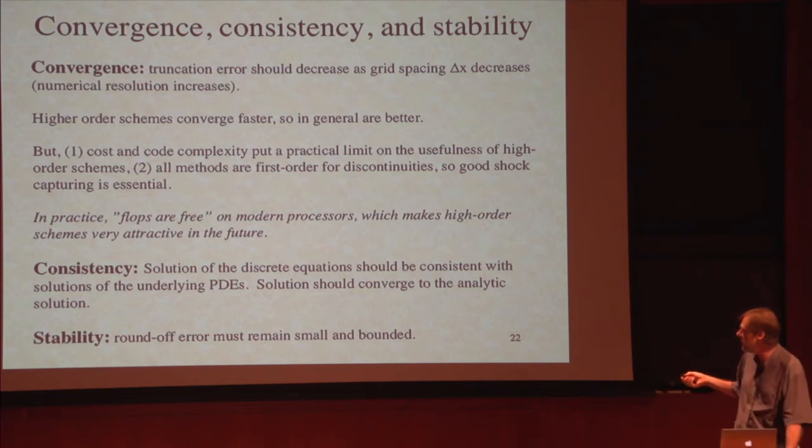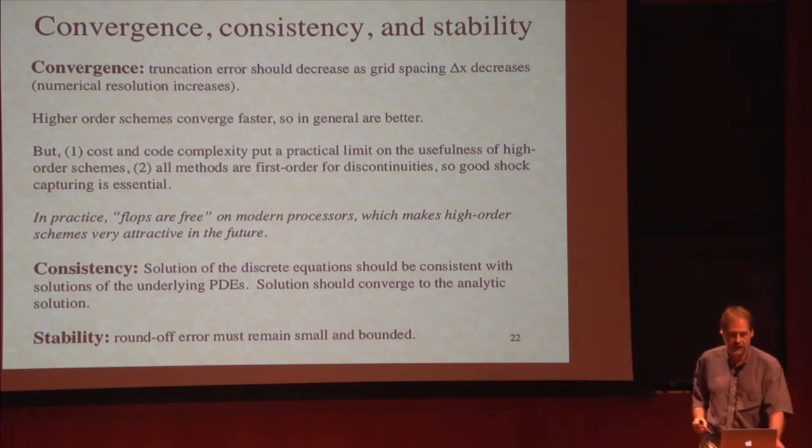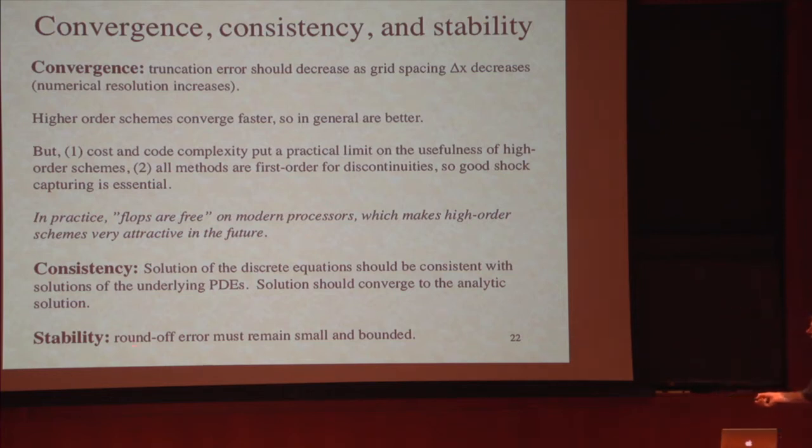So just coming up with a numerical method that converges is not good enough. You also must be certain that it's converging to the right solution. And then finally, stability is an important concern. That is, the round-off error must remain small and bounded.